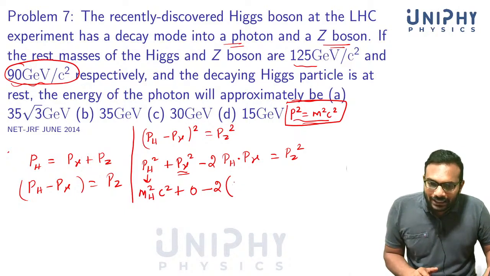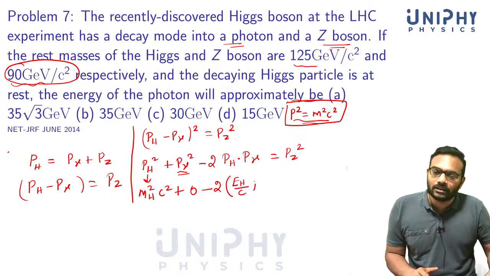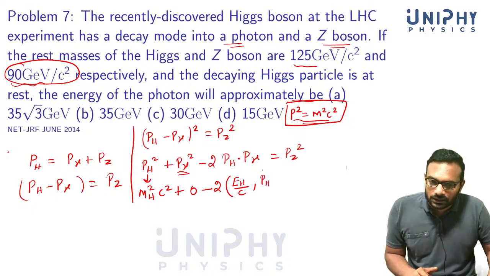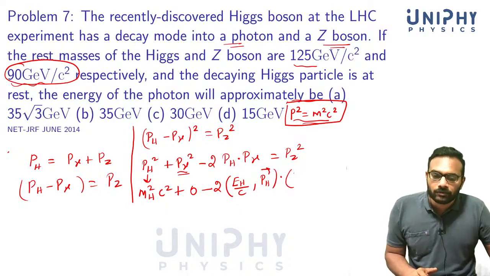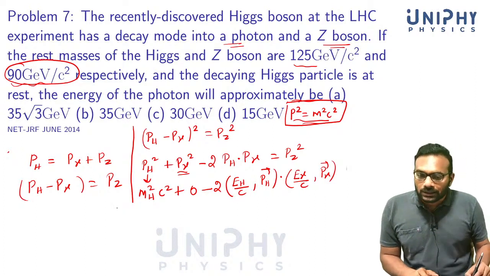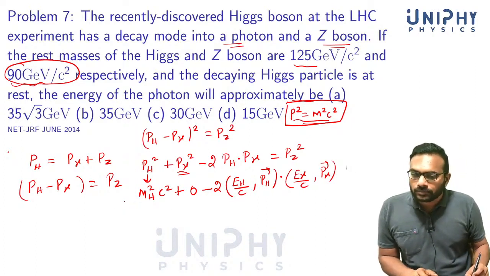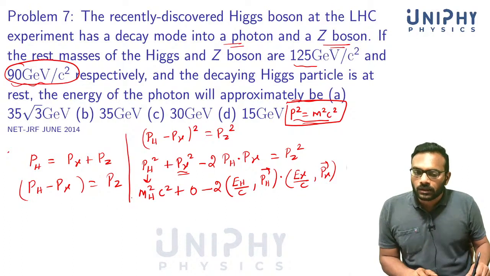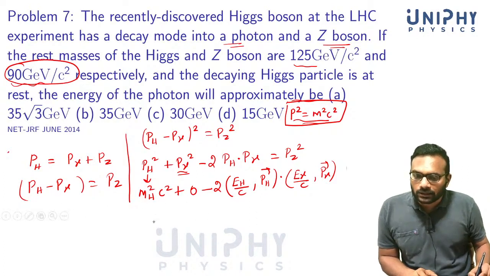So the Higgs has, let's say, the 0th component of 4 momentum as energy divided by c, and you have got the 3 momentum here, dot. Here you have the photon: E gamma by c, comma, p vector, or p gamma vector. Now you see that if you take this scalar product, I'll just write it here. I hope you can still see it.